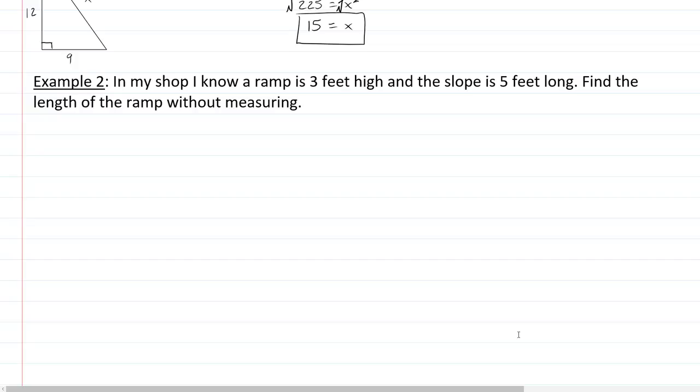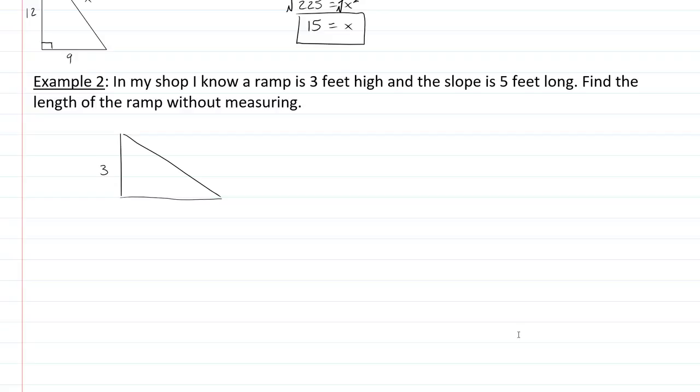In my shop, I know a ramp is 3 feet high and the slope is 5 feet long. Find the length of the ramp without measuring. We'll assume for the sake of this problem that the ramp is a right triangle. So we have that the ramp is 3 feet high, and we have that the slope is 5 feet long. So we have the relation a squared plus b squared equals c squared from the Pythagorean theorem, which translates to 3 squared plus our unknown x squared equals 5 squared.